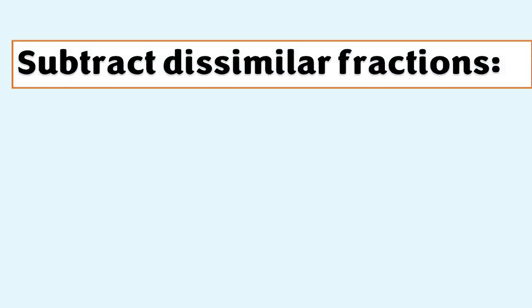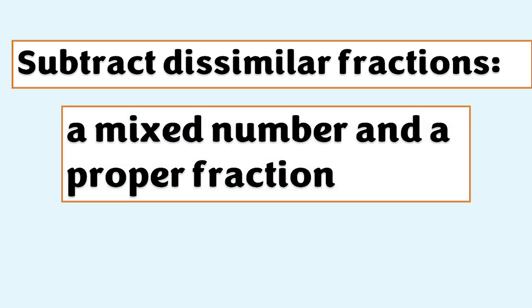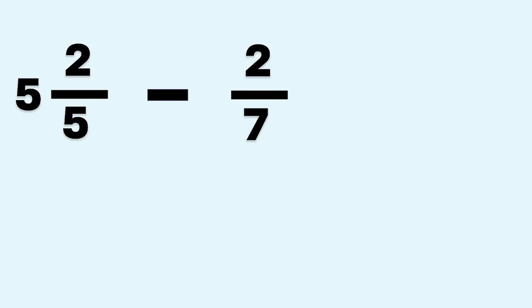Next topic. Subtract dissimilar fractions, a mixed number, and a proper fraction. Let's solve this. 5 and 2/5 minus 2/7. First, we are going to subtract two fractions. When we subtract fractions, we need a common denominator. We have here 5 and 7. So we can subtract. We need to find a common denominator, and we can do that by finding the least common multiple. So let us find the LCM of 5 and 7.